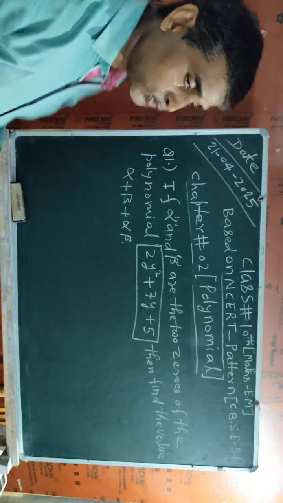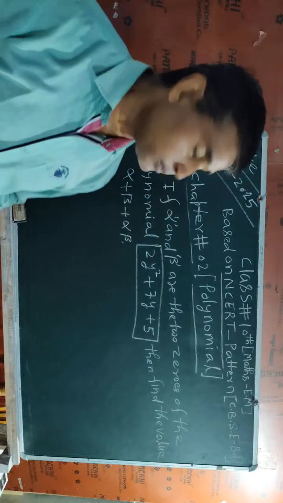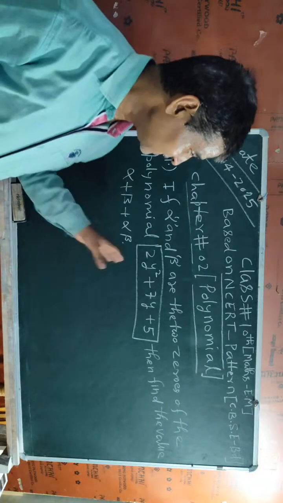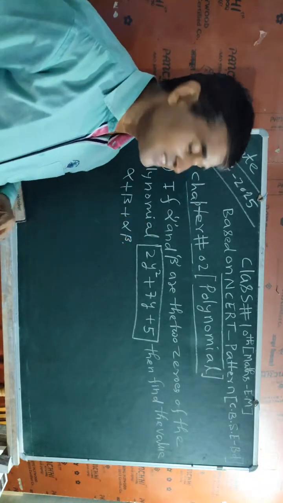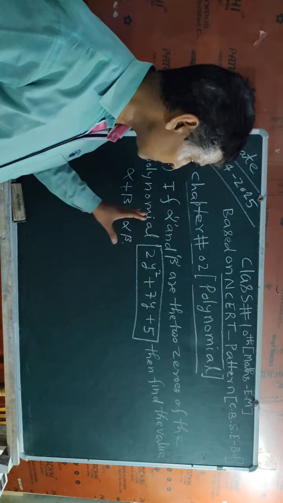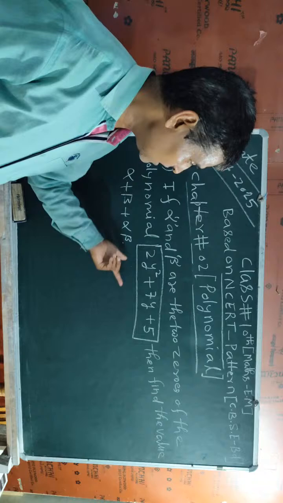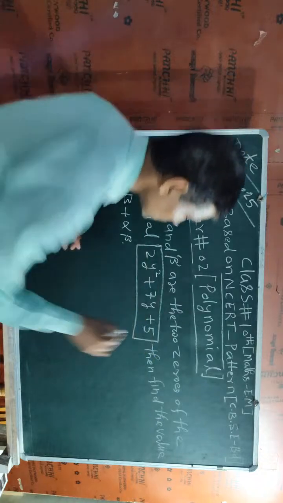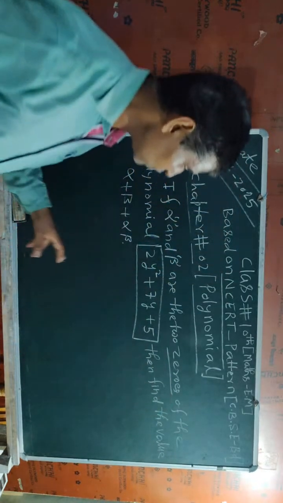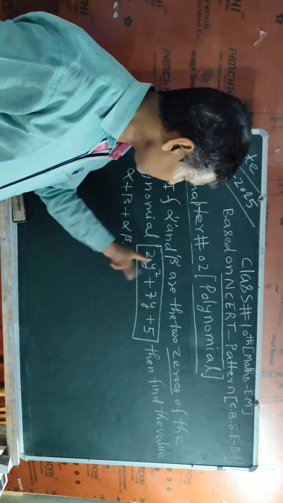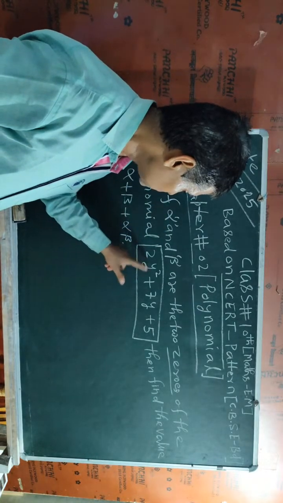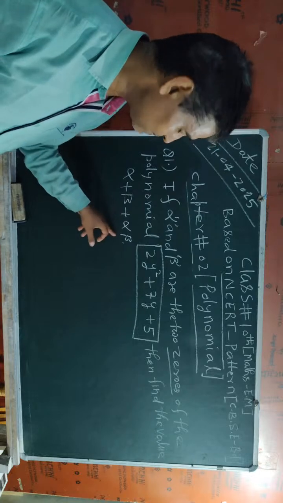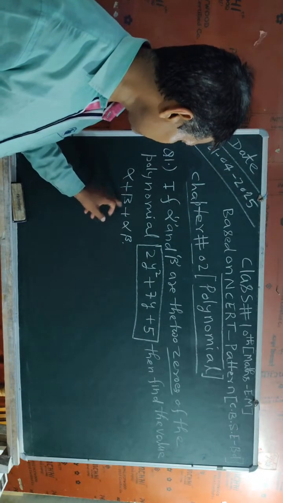Okay, student. So first of all, you have to read the given question clearly and properly. That is step number 1. In step number 2, you have to write all the information which is given in the question. The first information is that alpha and beta are two zeros, so we have to write alpha and beta, the two zeros of this given polynomial, 2y square plus 7y plus 5. Then we have to get the value of alpha plus beta plus alpha beta.